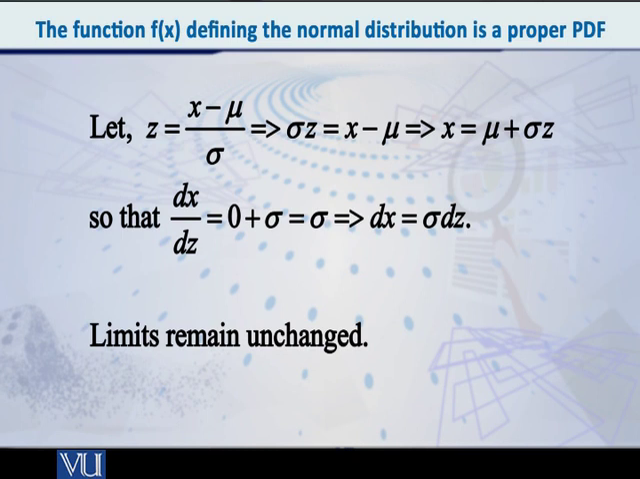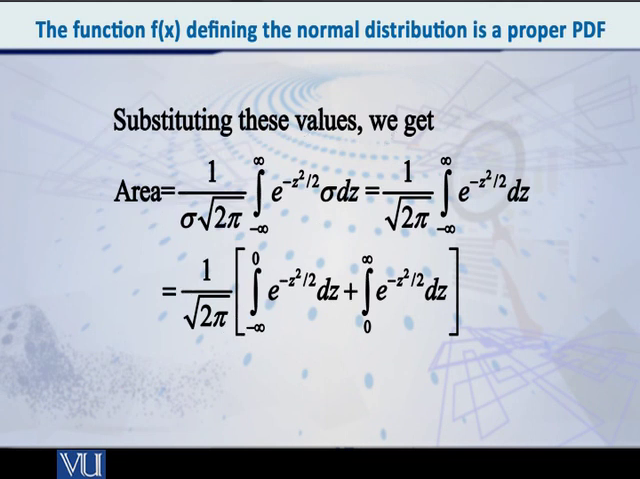जो upper limit है, उसको देख लें. As x tends to plus infinity, z will tend to plus infinity या infinity minus mu over sigma. Infinity minus mu is still infinity. Infinity divided by a positive number is still infinity. So therefore, students, the limits remain unchanged. And then we can apply this transformation, and what do we get now?